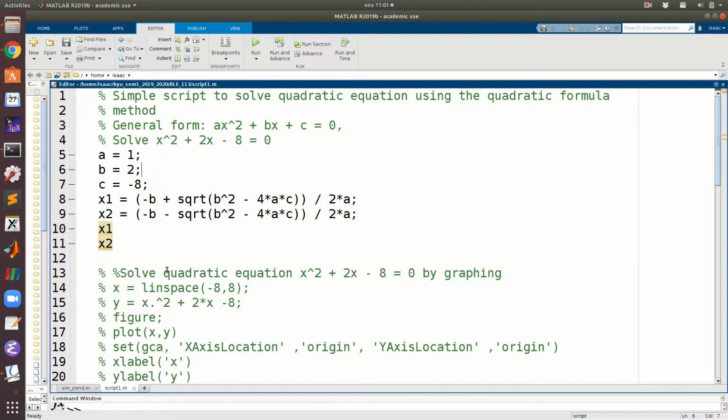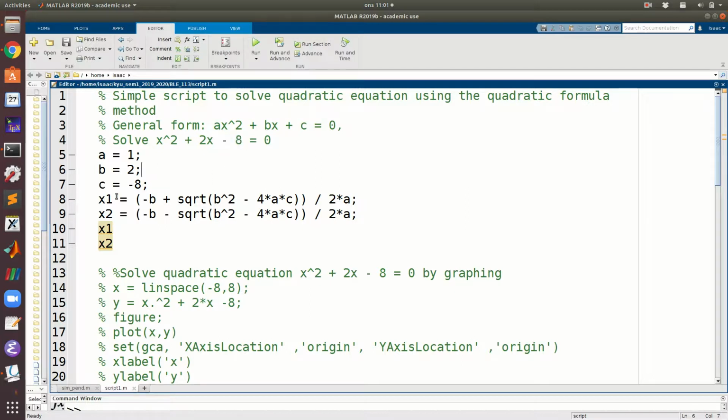So that is what we are going to look at. But before that, I just wanted to write down something simple for the quadratic formula method. Last time we looked at the quadratic formula method and said that all we need to know are the coefficients. The coefficient a is 1, the coefficient b is positive 2, and the constant c is negative 8.